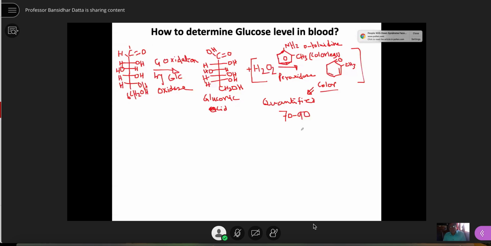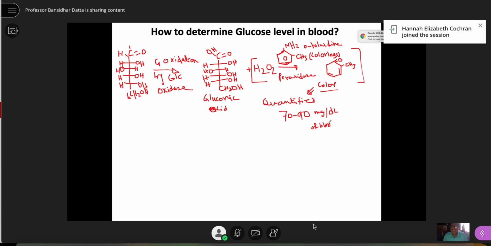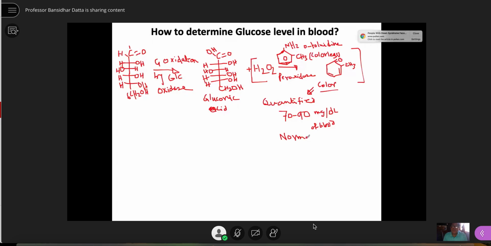The Diabetes Association gives this number as 70 to 90 milligrams per deciliter of blood. So if you have this number, 70 to 90 milligrams per deciliter of blood, that person is normal. It's a normal individual. Maybe all of you write this down.